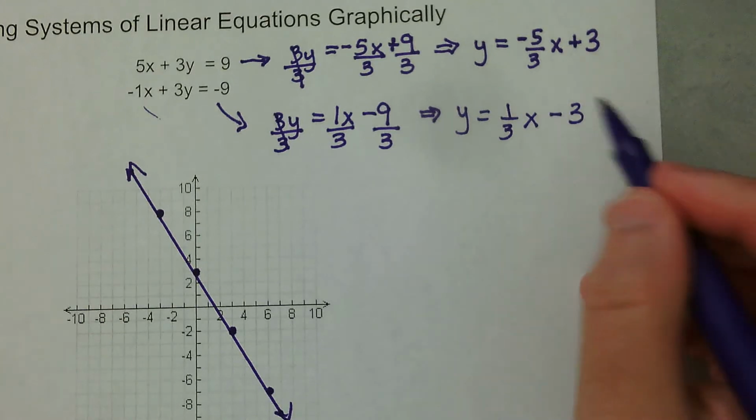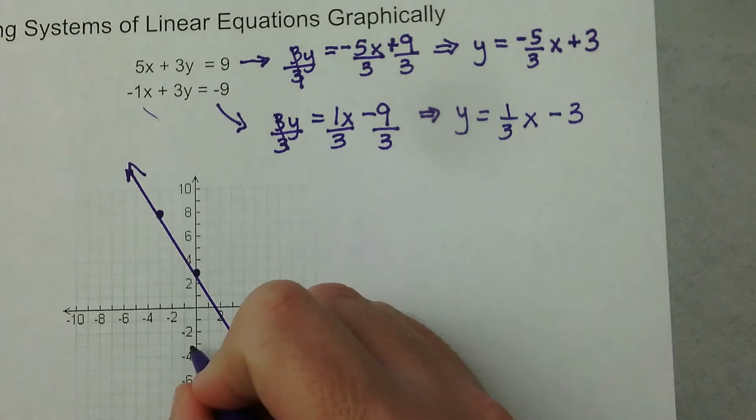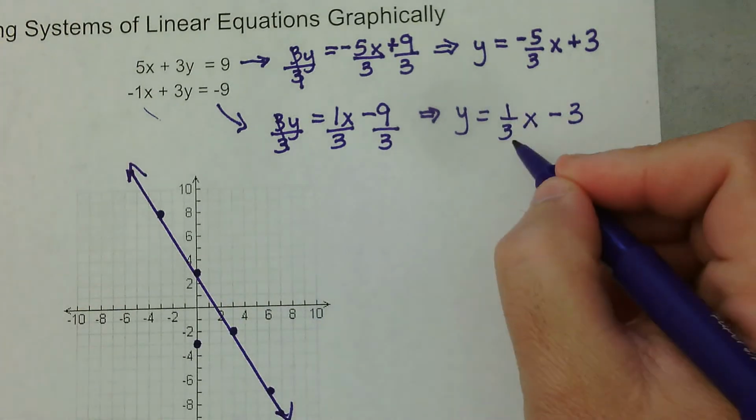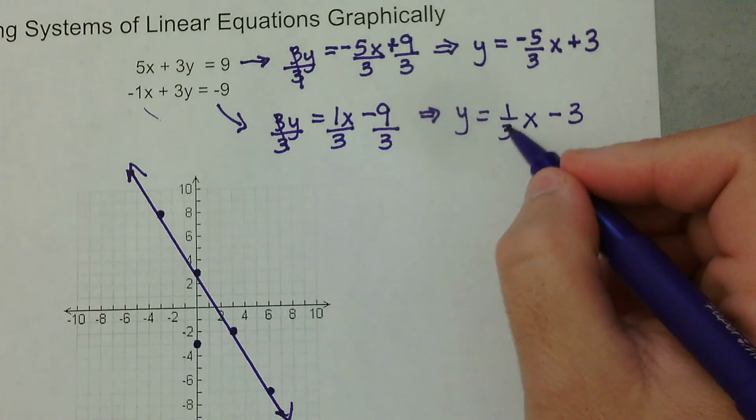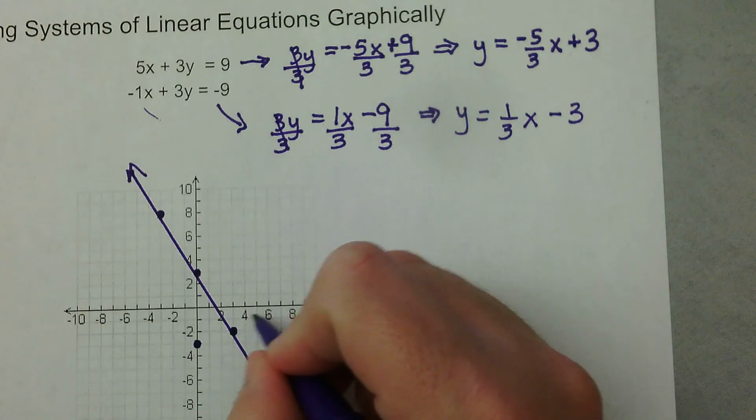We're going to do the same thing with the other one. The y-intercept is the negative 3. And this slope is positive, so that means we're going to move up and to the right. So we're going up 1, right 3. And there we see it connects.